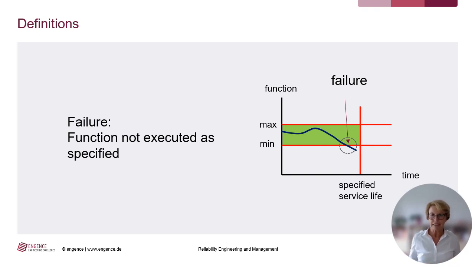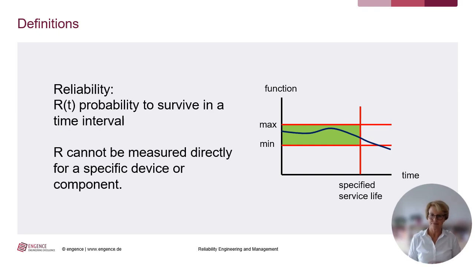Failure events are random, and we cannot predict if and when a failure will occur. Reliability is therefore subject to a stochastic process and can be expressed as the probability to survive in a specific time interval. Reliability cannot be directly measured for an individual design or component.